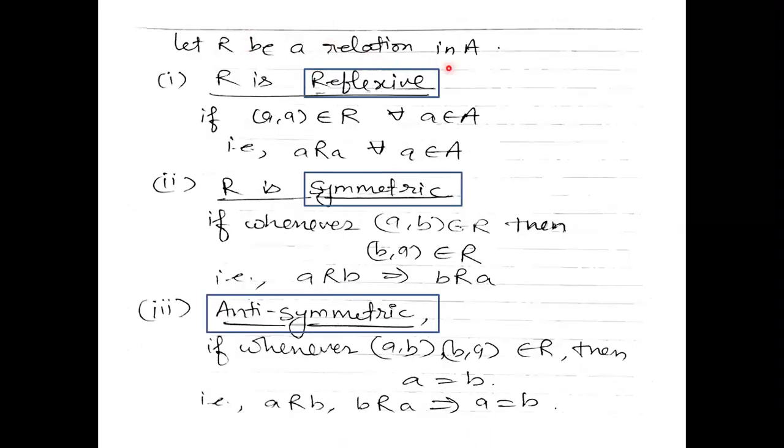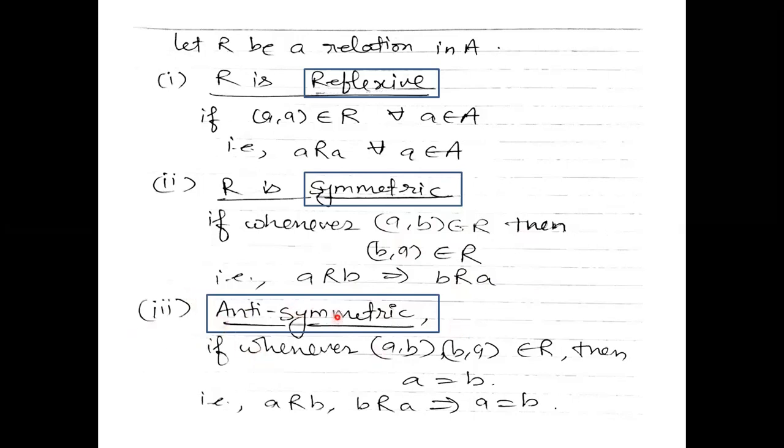Now let R be a relation in A. We say that R is reflexive if the ordered pair (a, a) belongs to R for every a belongs to A. That is, a is R-related to itself, a is R-related to a for every a in A. So if every element is related to itself, then we say R is reflexive. R is symmetric if whenever (a, b) belongs to R, that is a R b, then b is R-related to a, or (b, a) belongs to R. That is, a R b implies b R a.